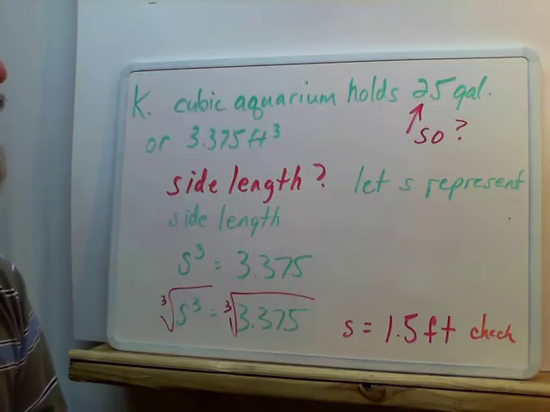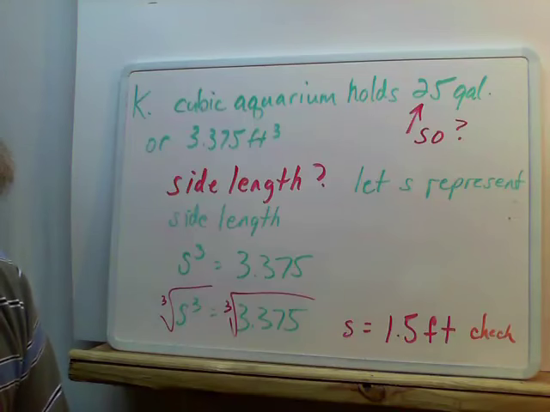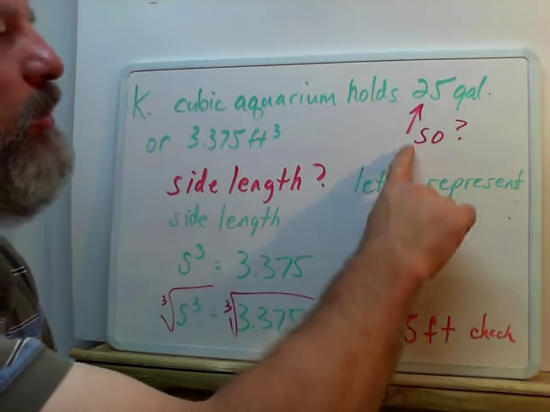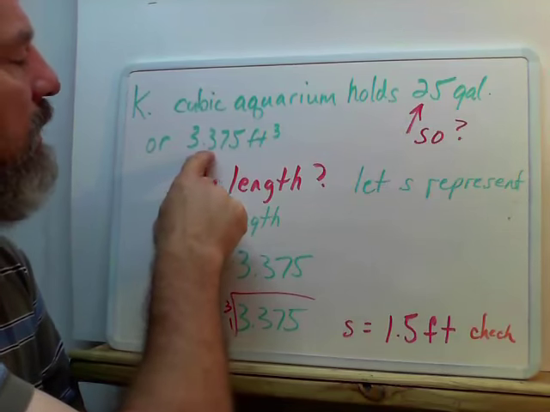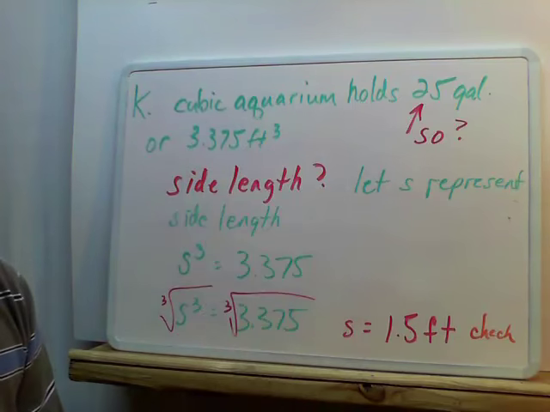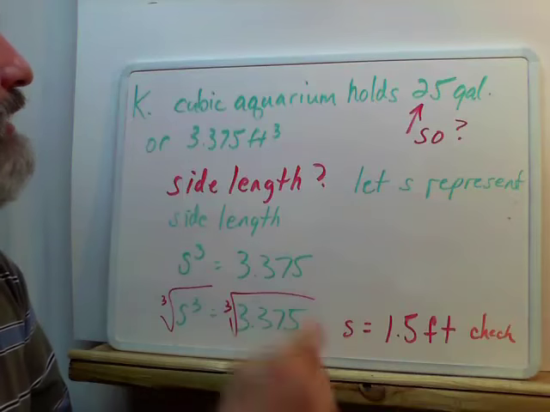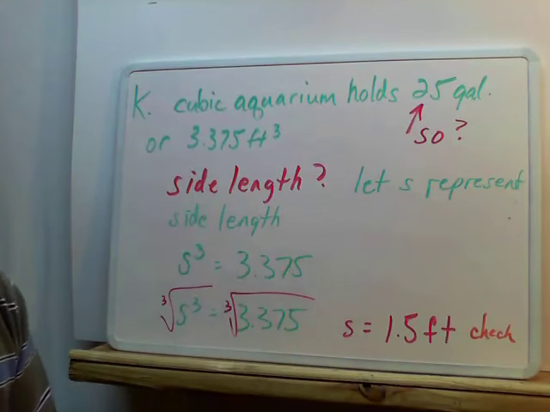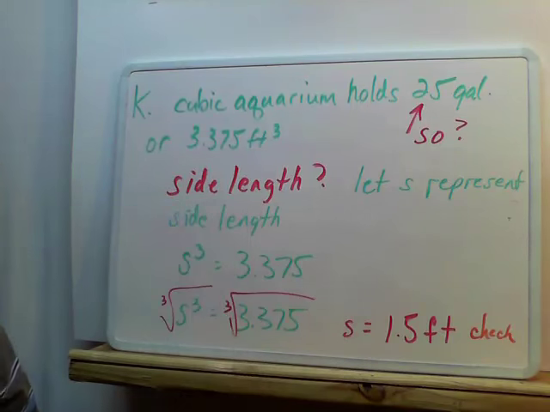Letter K, we have a cube-shaped or a cubic aquarium that holds 25 gallons. And notice I put "so" as in "so what" here, because they also tell you that it's 3.375 cubic feet of water in there. So this, we really don't need. This would be of no use to us unless we went online and found the conversion factor for it. But they gave us this, so we're going to use it. And they ask us, what is the side length?